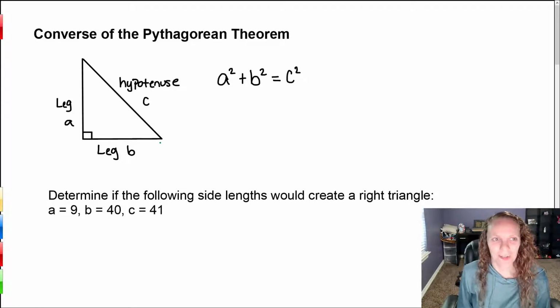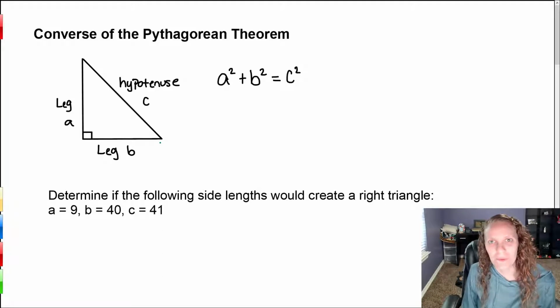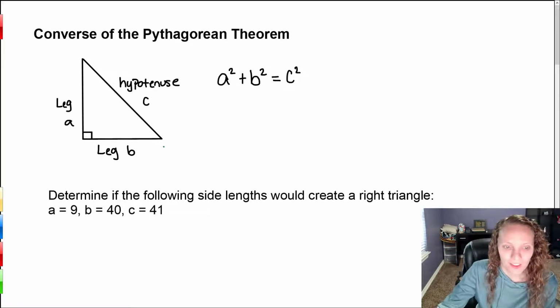Hey guys, today we're going to be looking at the converse of the Pythagorean theorem. Recall that the Pythagorean theorem is a squared plus b squared equals c squared. Also recall that a and b are the legs. The legs are connected to the right angle. C is called the hypotenuse, and the hypotenuse is the side opposite of the right angle. The hypotenuse is also the longest side in a right triangle.